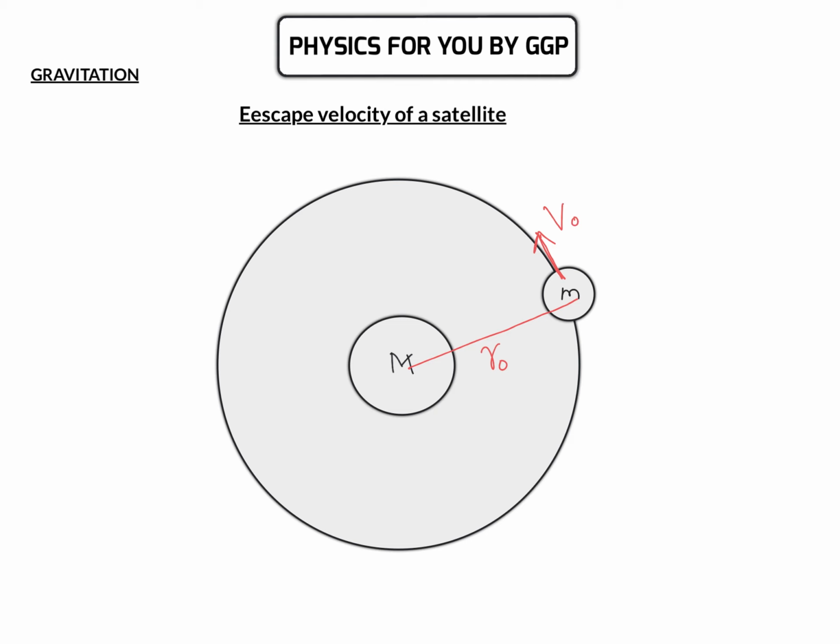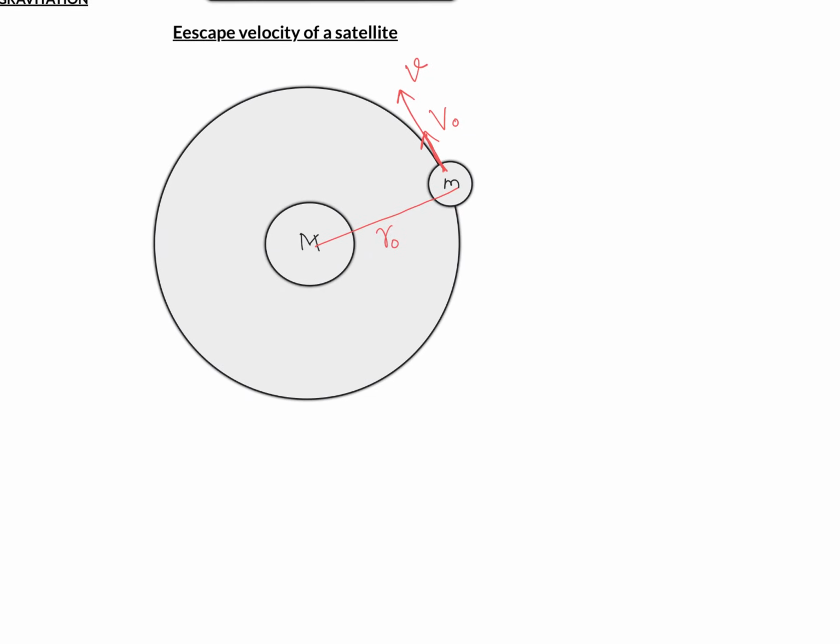Earlier we calculated the value of total energy, and we know that this total energy is a negative value. Now, if we increase the velocity of this object from V0 to a value V, so that it will be able to escape from the gravitational pull exerted by the planet, we use the same concept for the calculation of escape velocity: total energy should be greater than or equal to 0, and total energy is the sum of kinetic energy plus potential energy.